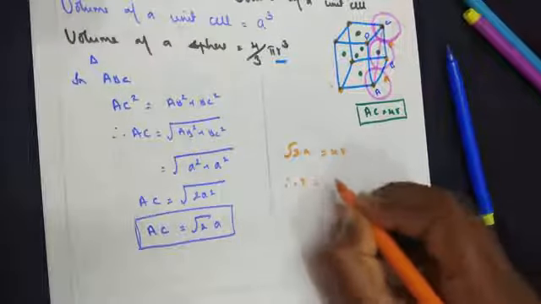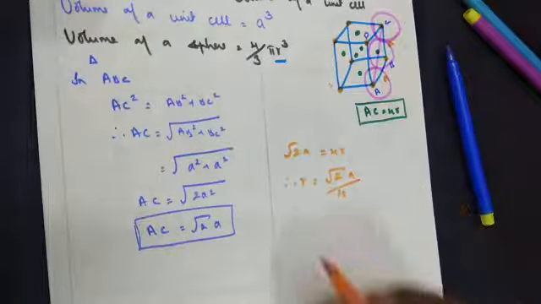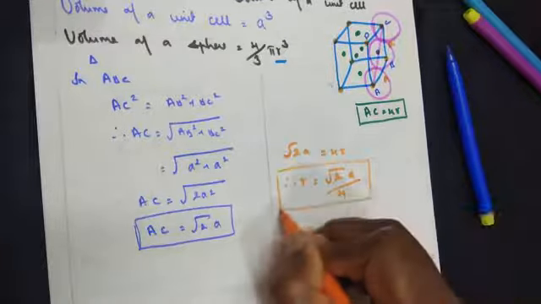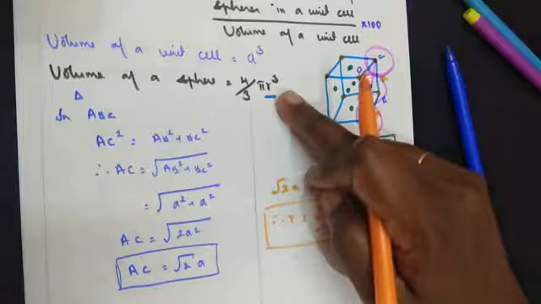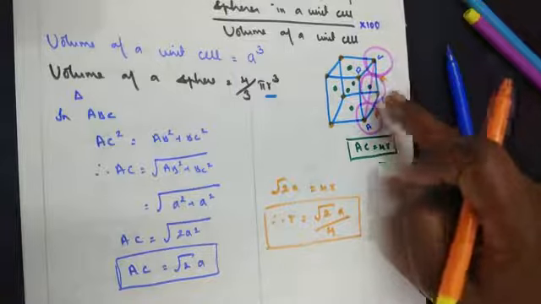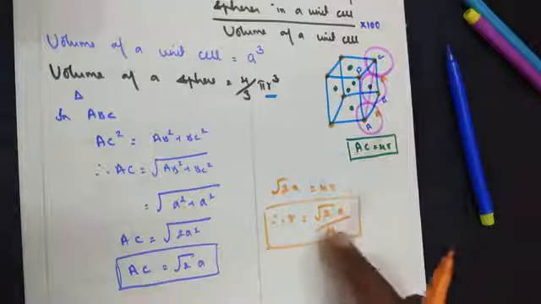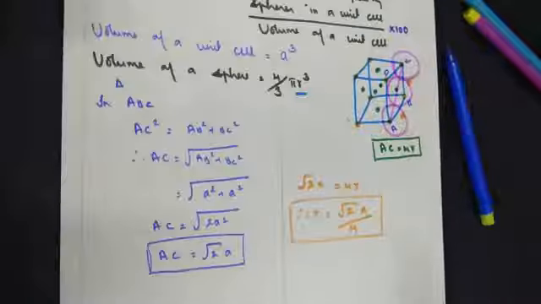Therefore, R is equal to square root 2 A by 4. So this is the value of the radius that we are going to substitute here. So we have calculated from one side of the face the length of the diagonal. Substituting the length of the diagonal, we have calculated the value of R. Now let's move on to calculate the volume of the sphere.